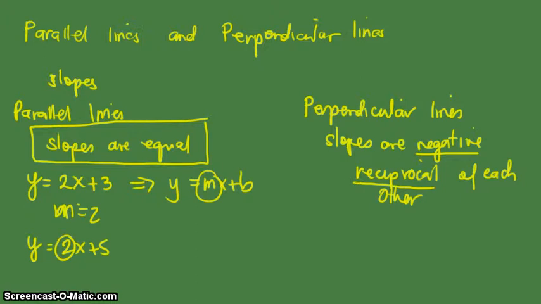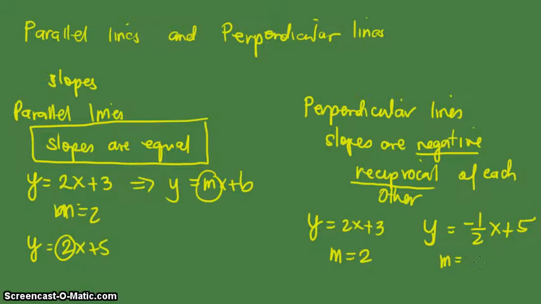So when you say negative reciprocal, in other words, if for example I have y = 2x + 3, a line perpendicular to this line would be y = -1/2 x plus any number. Okay, so say I have 5. So y = 2x + 3 is the first line and y = -1/2 x + 5 is the second line. These lines are perpendicular because the slope of the first line is 2 and the slope of the second line is -1/2.